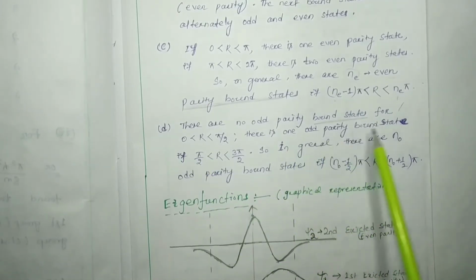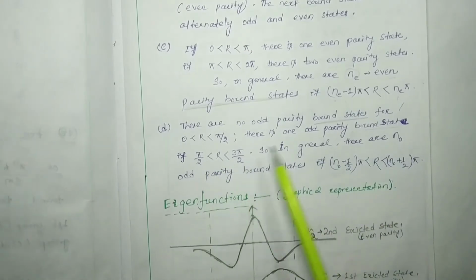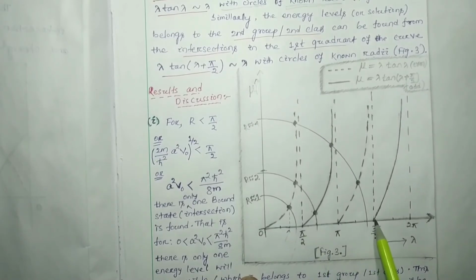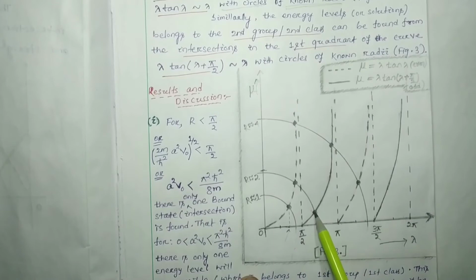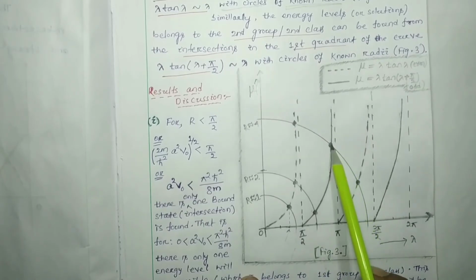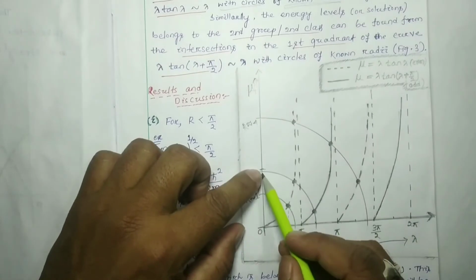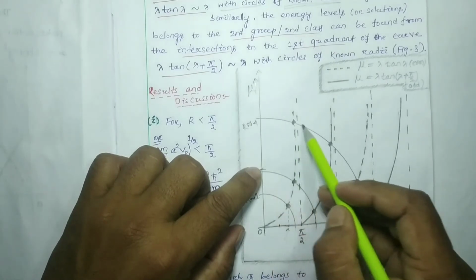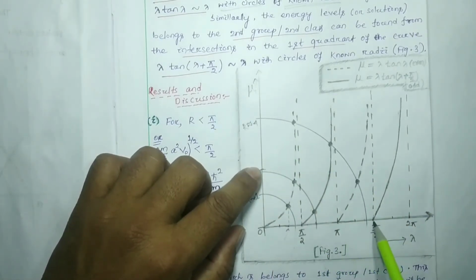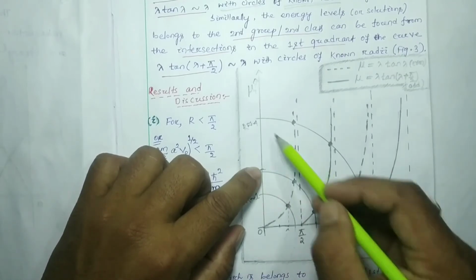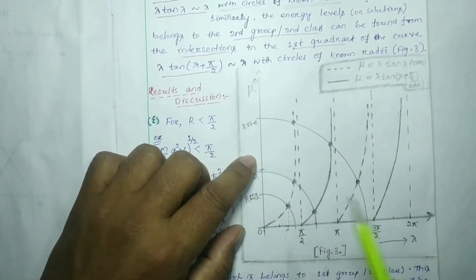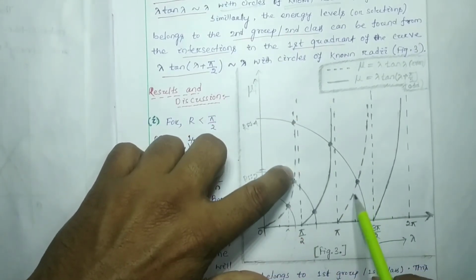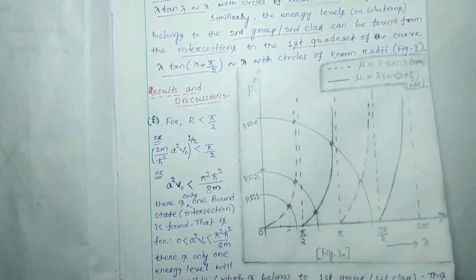There is one odd parity bound state in between pi by 2 to 3 pi by 2. See, pi by 2 to 3 pi by 2, in between this, whatever the radius, only one bound state. See, this is one bound state, this is another bound state. Whatever radius you consider, this is the circle in between pi by 2 to 3 pi by 2. So whatever circle you draw, you can get only one odd parity solution, because these two intersections belong to the even, the dotted line. This is the only one odd parity solution you can get.